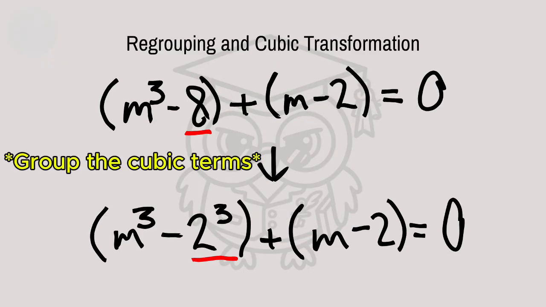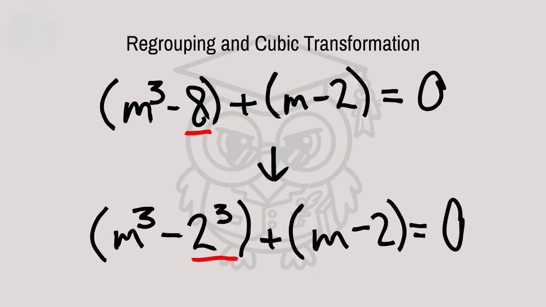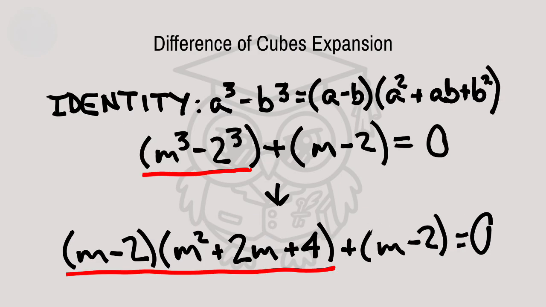Group the cubic terms and the linear terms together. M cubed minus 8 plus m minus 2 equals 0. Convert the constant 8 into exponential form. 8 is equal to 2 cubed, which rewrites the first grouping as a difference of cubes. M cubed minus 2 cubed. Apply the difference of cubes algebraic identity to the first factored block.